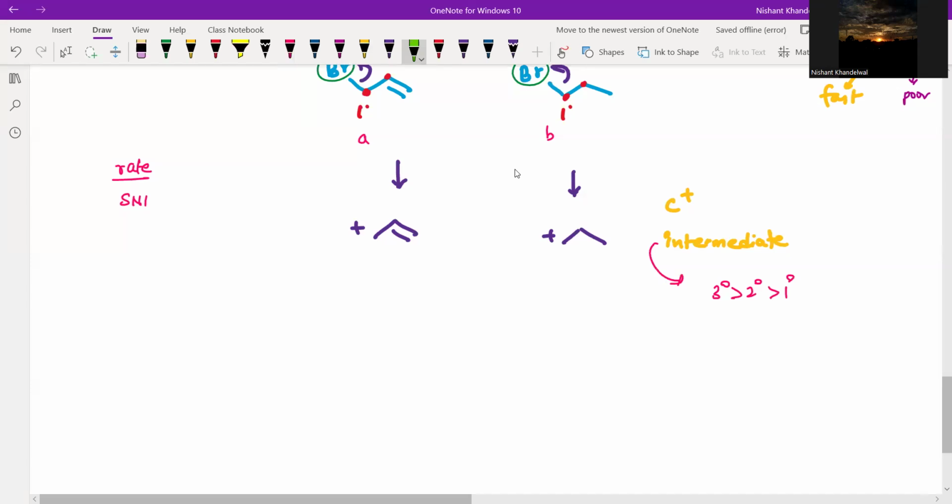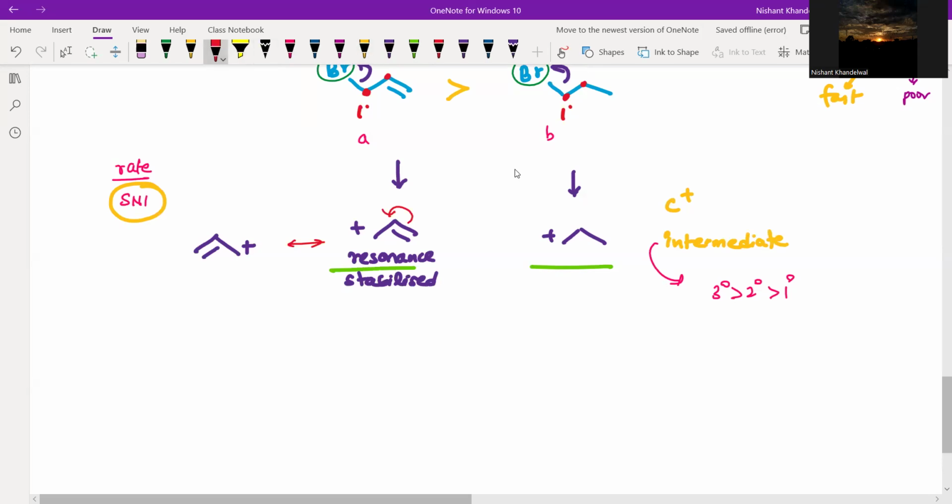Now, these two are both primary carbocations. But if you look into resonance, you can see this one is resonance stabilized. You can see what will happen here: the double bond goes here and the positive charge comes. So this carbocation is resonance stabilized, because it is a stable carbocation. So definitely the rate of SN1 for this will be greater than this. Actually in B it will not happen.